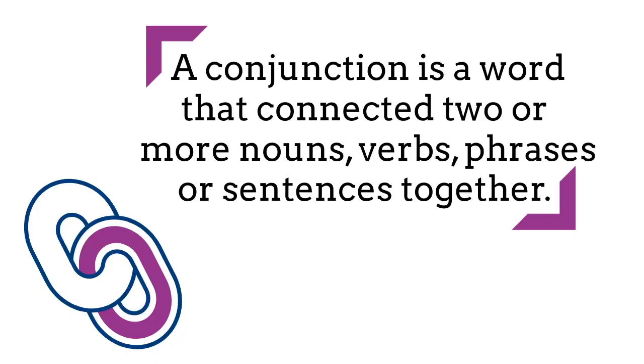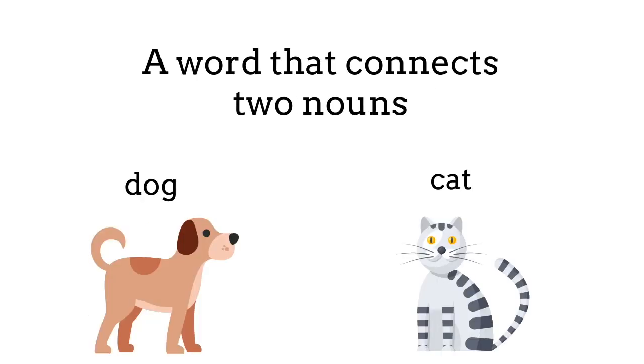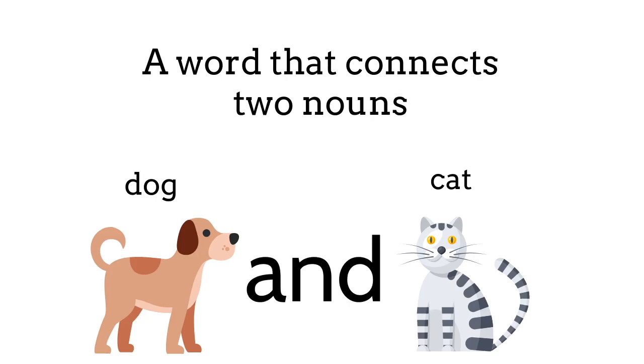A conjunction is a word that connects two or more nouns, verbs, phrases, or sentences together. Do you see a dog? Do you see a cat? We use the word "and" to connect those words together, dog and cat.